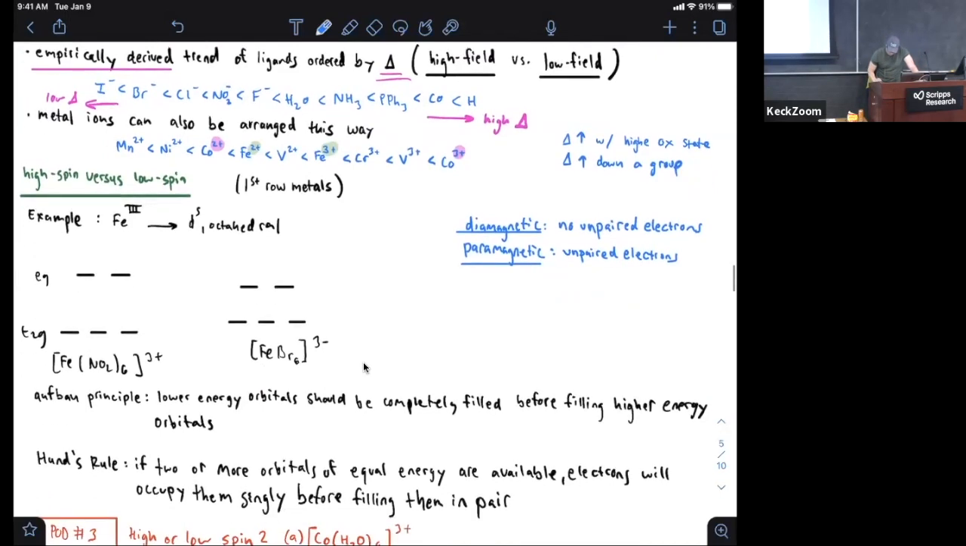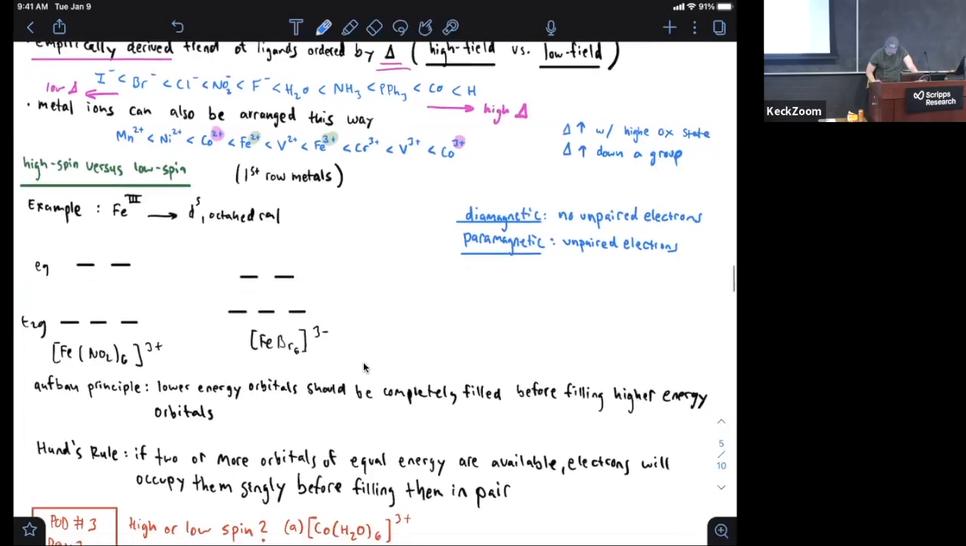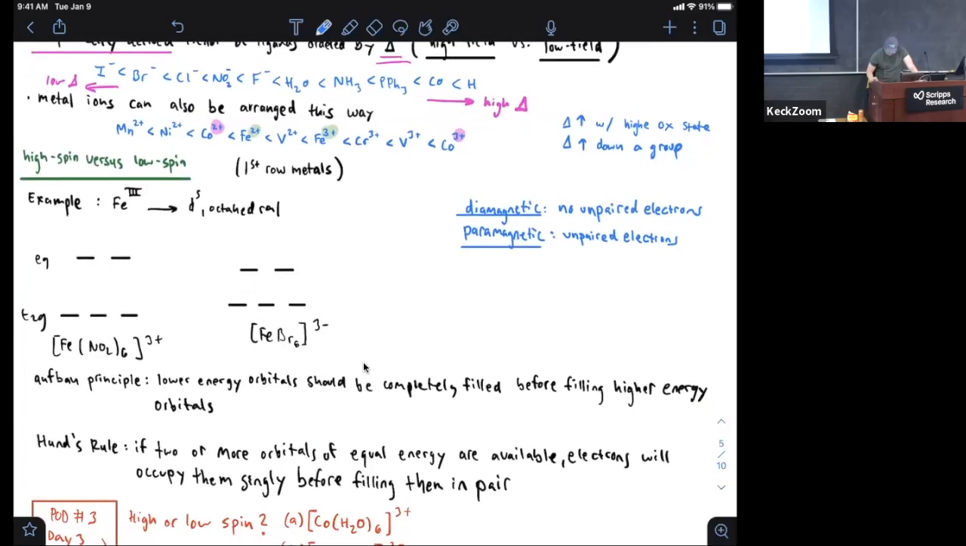And so let's walk through this case study here. We have 5 electrons to put into this d orbital energy diagram. The first case on the left will be this iron hexanitro complex, and then on the right will be the hexabromide complex.